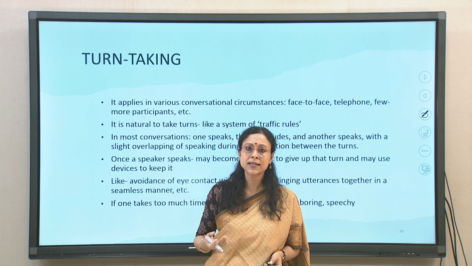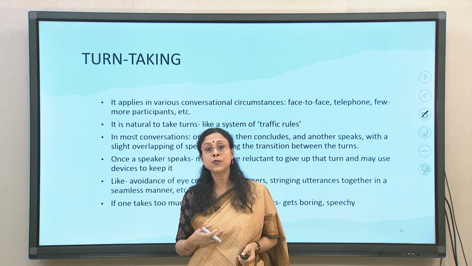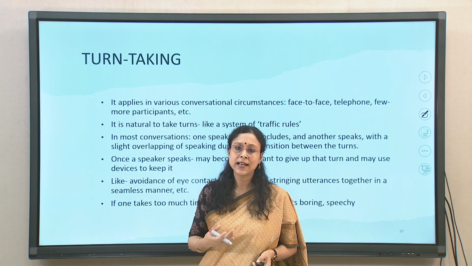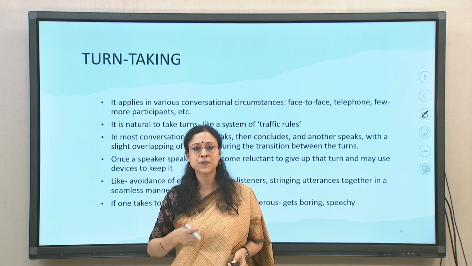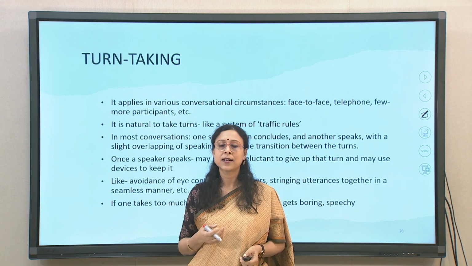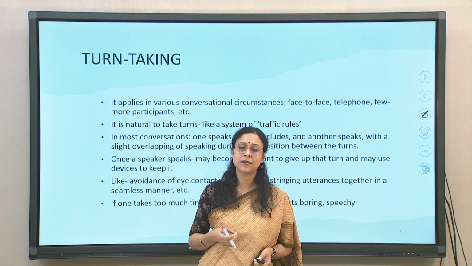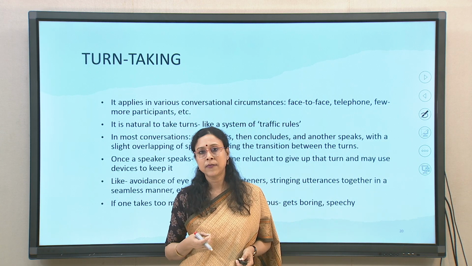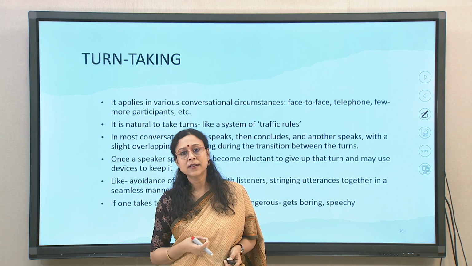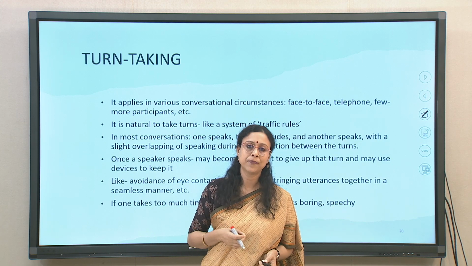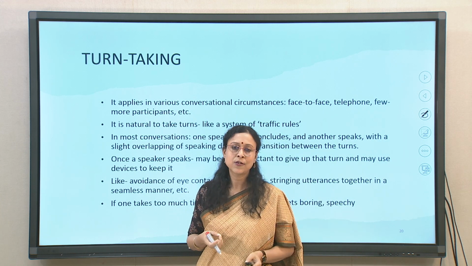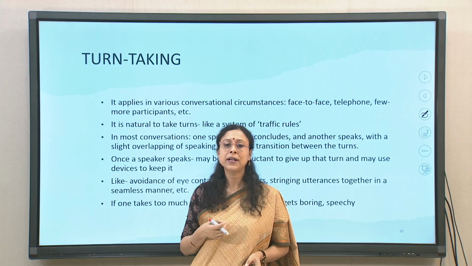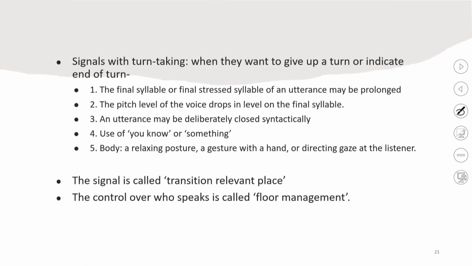Once a person speaks, he or she might be reluctant to give up the space, the stage, so to say. In that case they might find various methods to continue speaking. Avoidance of eye contact with the listeners is one such method that they often utilize, as is stringing utterances together in a seamless manner, and so on. If one takes too much time, it can be dangerous and it gets boring, which is called speechy in today's terminology. If somebody is not giving the space to another person, then it is no more a conversation, it becomes a speech.